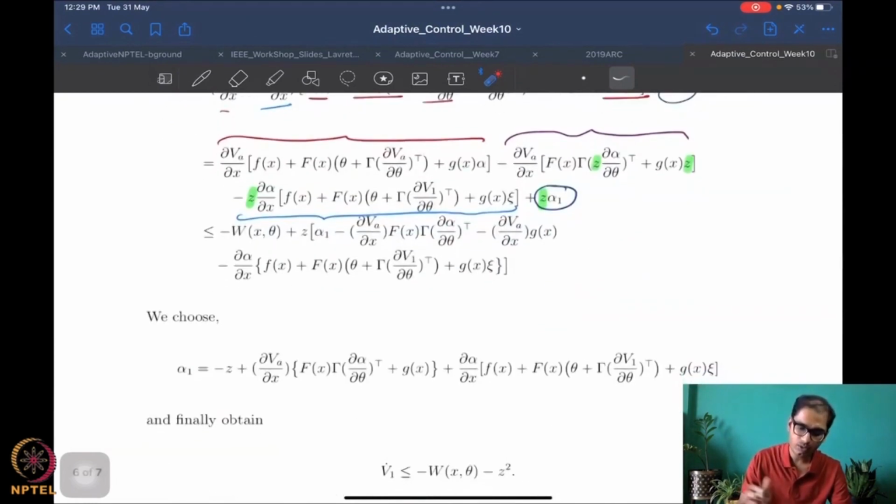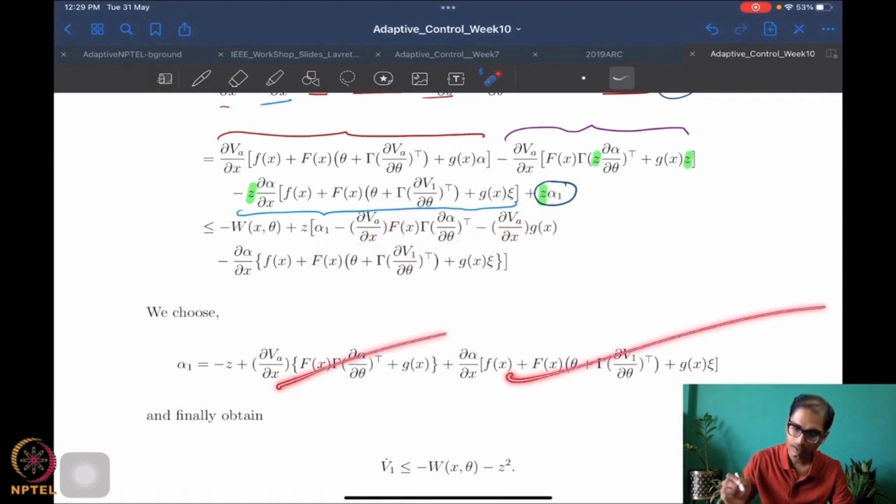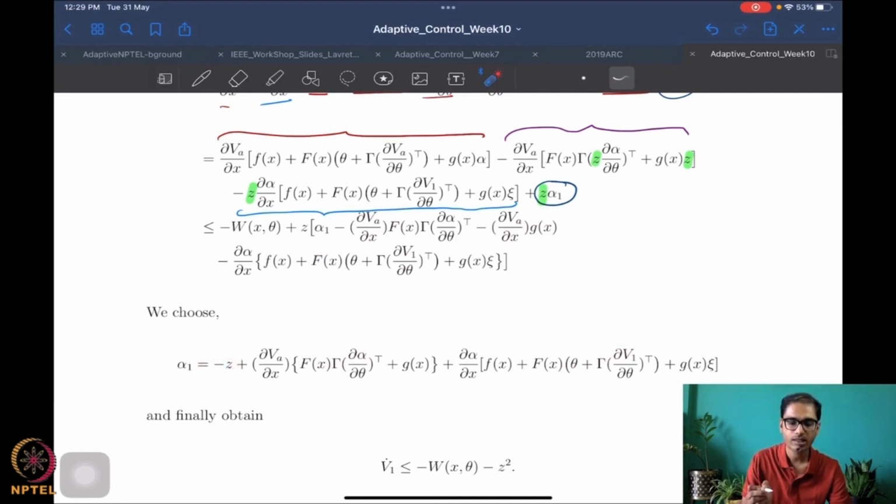So now if I choose my alpha 1 to cancel all of this, because again, remember, as of now, we are not talking about theta being unknown or anything like that. Theta is completely known, so we can use theta. Everything is known. So I cancel all this mess, and then I introduce a good term in the z.